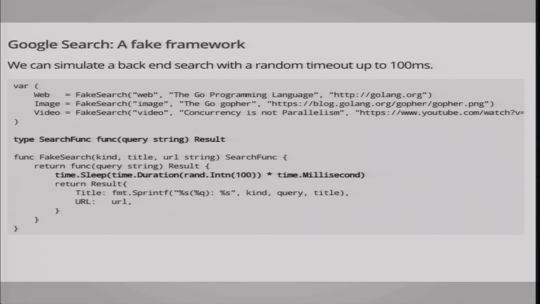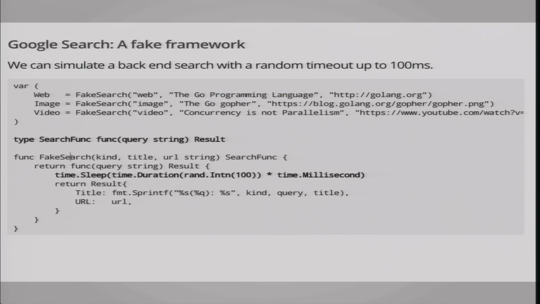So we're not going to build Google here, but I'm going to fake it out for you. We'll start with a fake framework where we're going to simulate 3 backends, each with a random timeout from 0 to 100 milliseconds. So we've got 3 declared here: web, image, and video. Each one we're constructing with this fake search function, right? And that fake search takes 3 parameters: the kind of search, web, image, or video, and a fake result, a title, and a URL, okay?